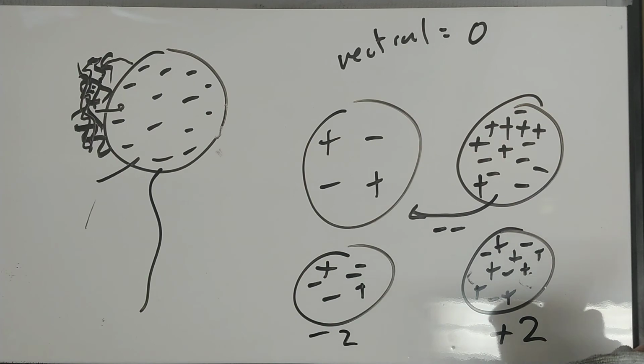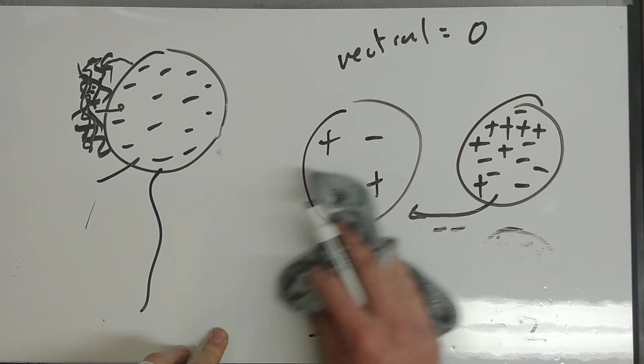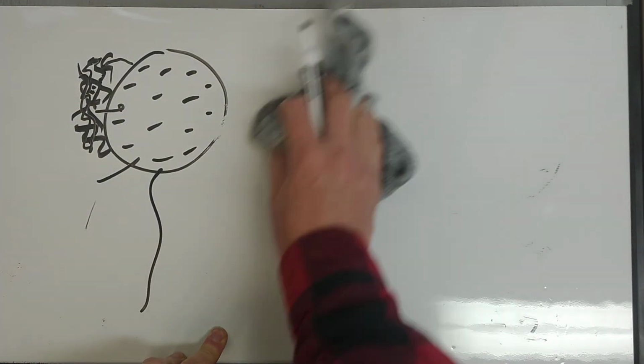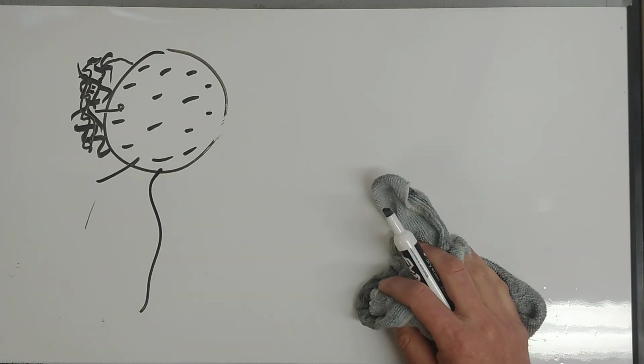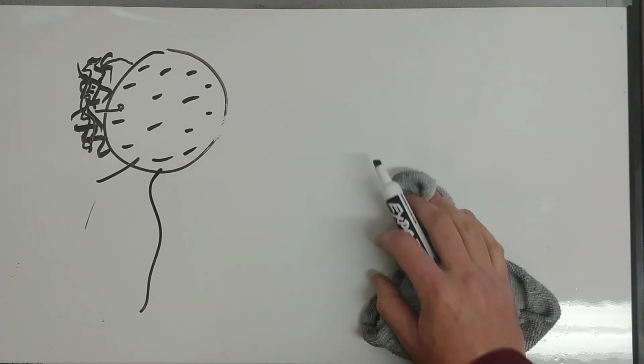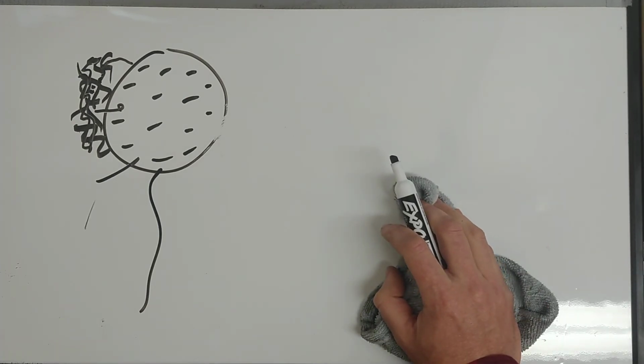So the point of this is when things get charged, it's because they're either gaining or losing electrons from their surface. We cannot pull protons out of nuclei. That would be a nuclear reaction. It's kind of interesting. So that's just a basic introduction to static electricity, kind of how things flow around.